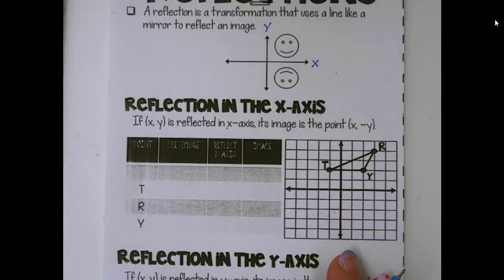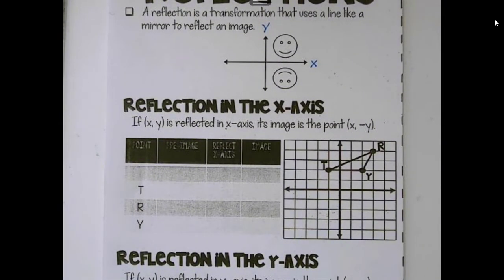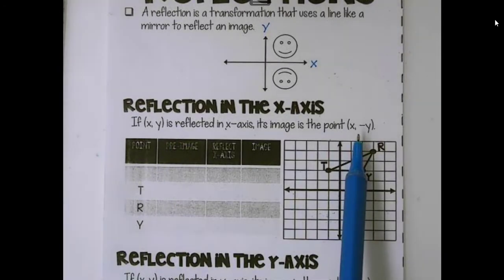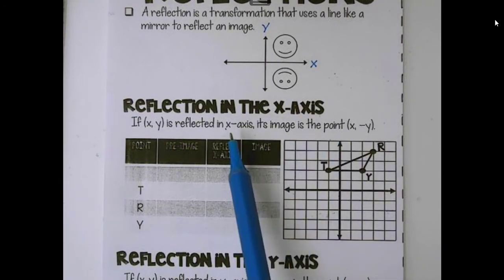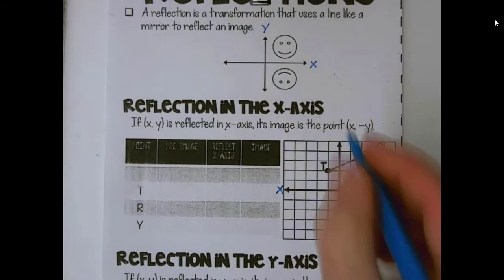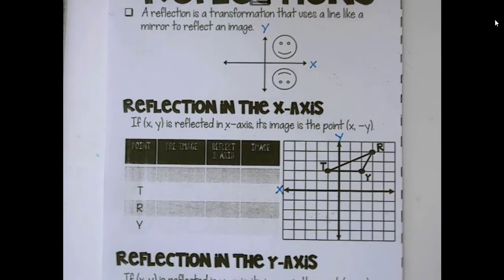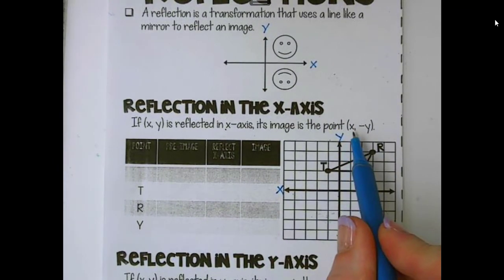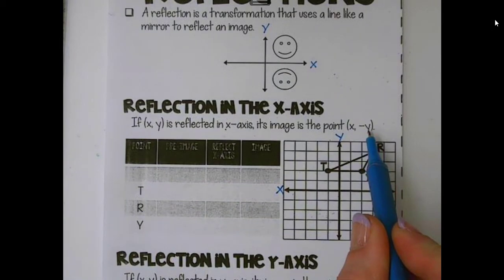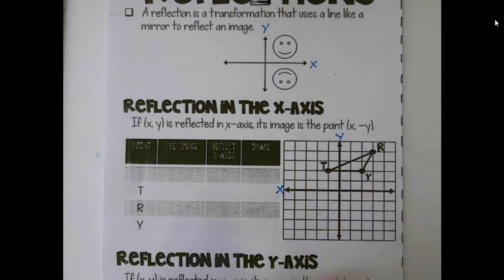Okay, so let's take a look at if the reflection is flipping on the x-axis. All right, so we have a little formula just like we did for translations. You're going to see that if we want to flip it along the x-axis, which is this axis right here, this is the y-axis, the x-coordinate is going to stay the same, but the y-coordinate is going to be its opposite.